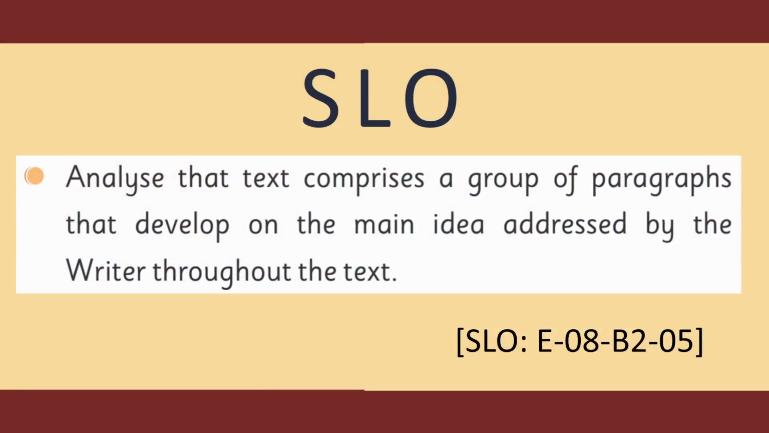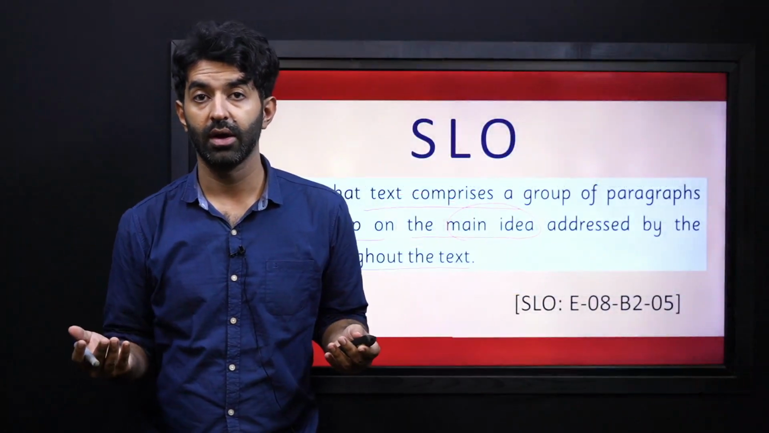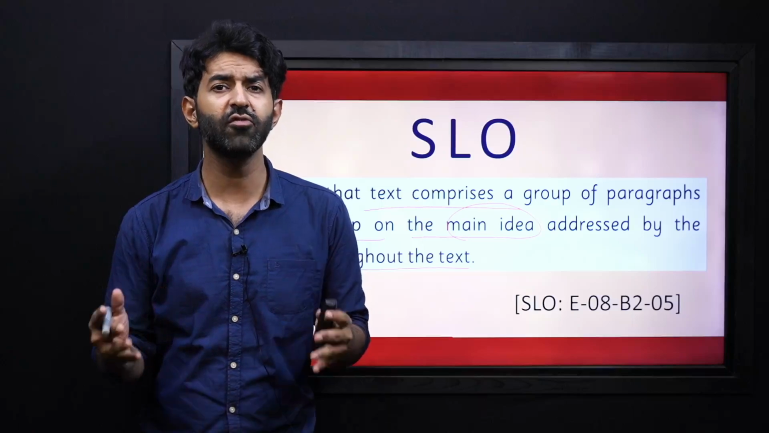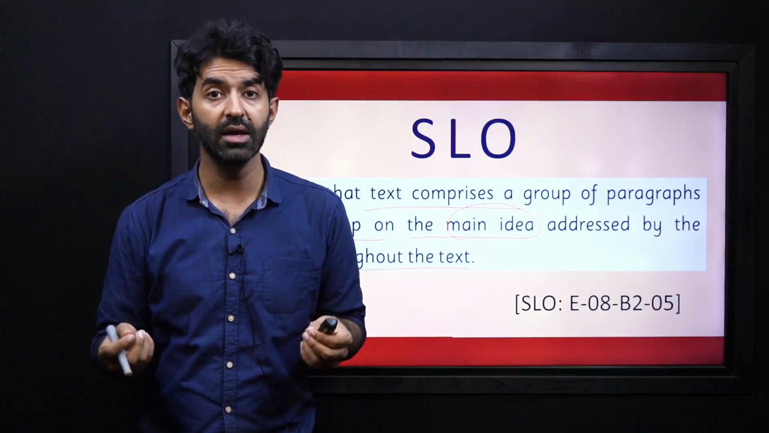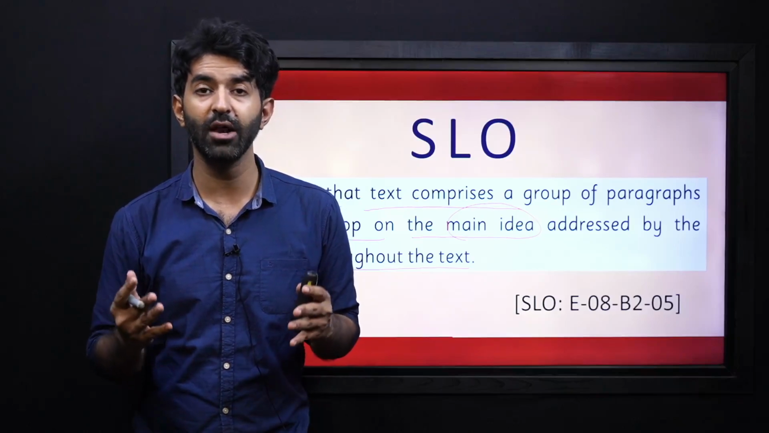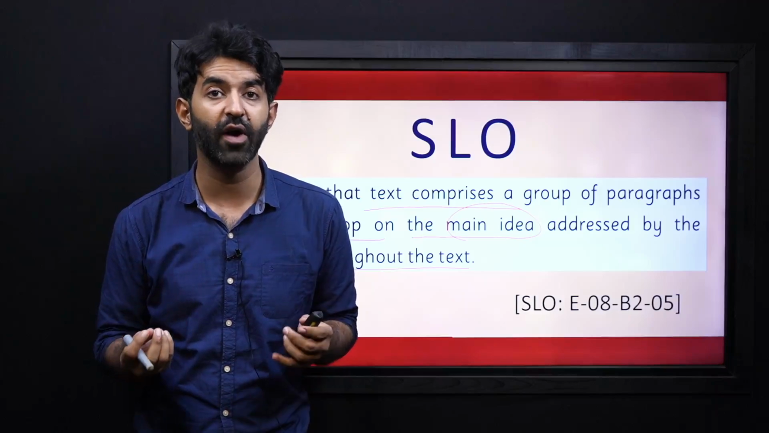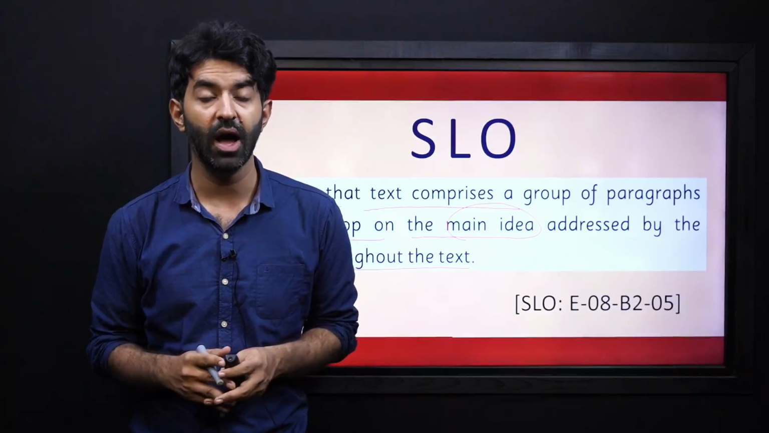Now, we have to analyze that a text comprises a group of paragraphs that develop on the main idea addressed by the writer throughout the text. So we know that a text can be comprised of different paragraphs, and these different paragraphs, my dear learners, have one main idea in each. How can we identify it, whether you're dealing with one passage or one paragraph, and find out the main idea of that paragraph? Now let's see how we can do it.